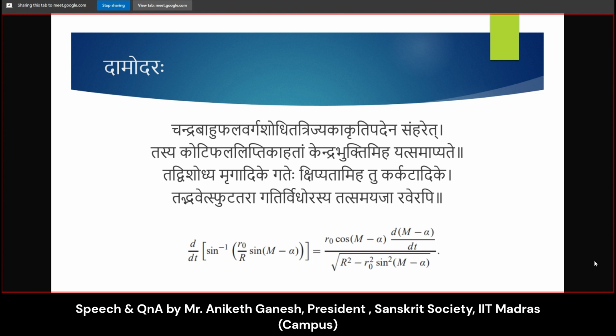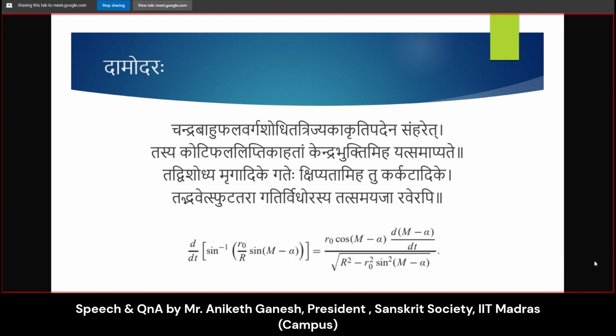What is obtained, whatever is obtained, you have to subtract from the gati. So what is written here? Tadvishodhyam mrigadike gate. If it is in mrigadika, you have to subtract it. If it is in karkatadika, you have to add it. So essentially this quantity will be equal to the gati. That is why you should add or subtract to make the correction. That's the content of this verse.